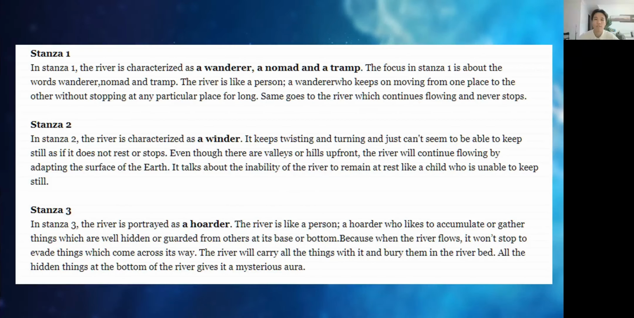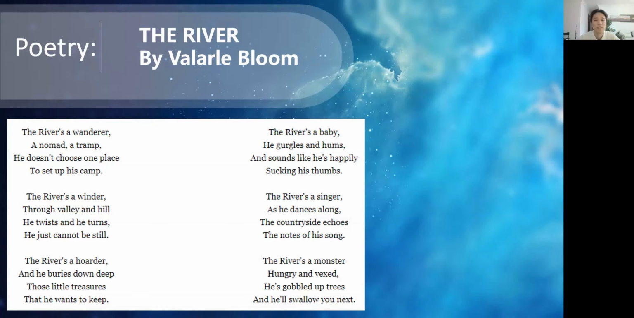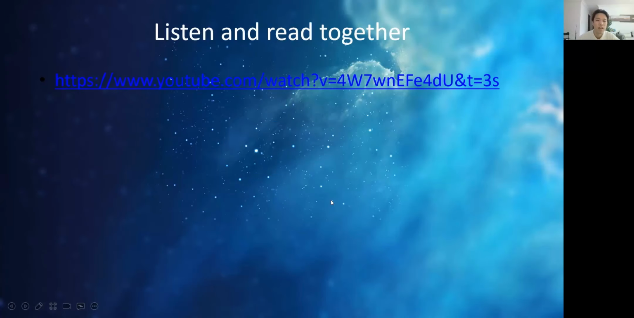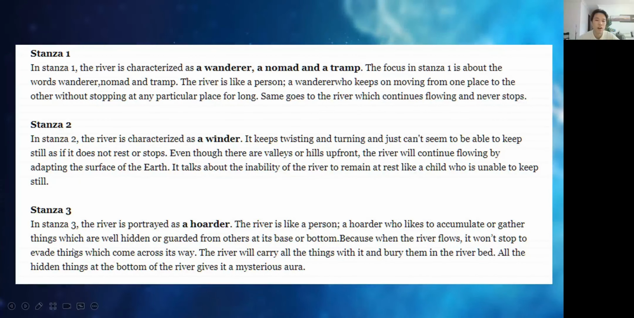Because when the river flows, it won't stop to evade things which come across its way. So the river will carry all the things together and bring them to the river bed. All the hidden things at the bottom of the river give a mysterious area. That means all the mysteries will come out one day in the future. So no secrets at all.